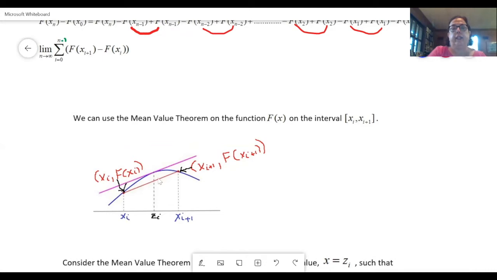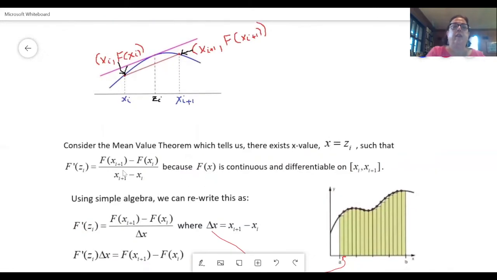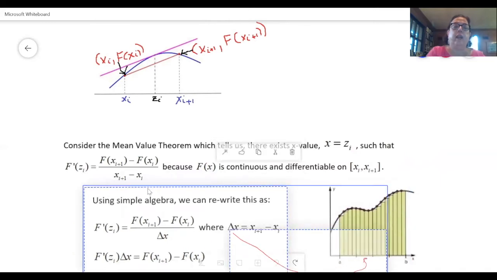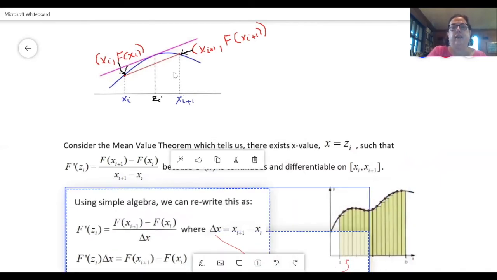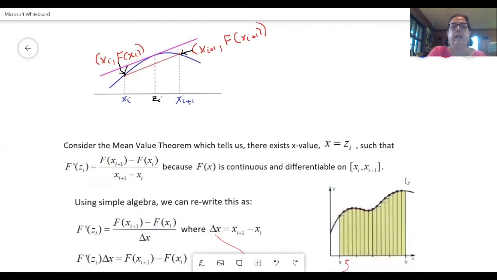If we connect these points, we get a slope, and we're guaranteed that there's a point in between these, in this interval, I'm going to call it z sub i, where the slope of the tangent at z, that's the derivative of f at z, is the same as the slope of this line. So that's a really powerful statement. That lets us say the slope at z is the slope of the line that connects these endpoints, and that connects a function to its antiderivative.